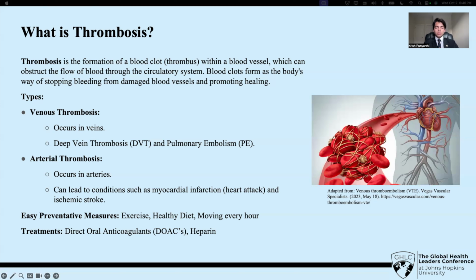There are two types of thrombosis: venous thrombosis, which occurs in the veins, and in venous thrombosis, there are two types that make it up: deep vein thrombosis, which occurs in the leg or lower extremities, and pulmonary embolisms, which are thrombosis that travel up to the heart or lungs. Then there's arterial thrombosis, which occurs in the arteries and can lead to conditions such as heart attacks and strokes. Some early preventative measures include exercise, diet, and just moving around every hour or so. And some main treatments include direct oral anticoagulants and heparin.